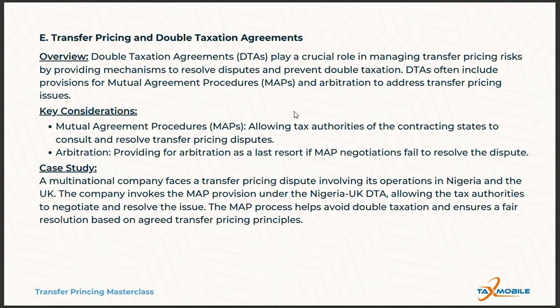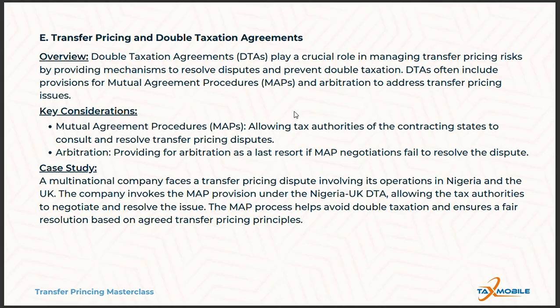Now, for arbitration, if the mutual agreement procedure fails to resolve a dispute, many double tax treaties or double tax agreements provide for arbitration as a final resort. Arbitration ensures that unresolved issues are decided by an independent party, helping to avoid prolonged conflicts.